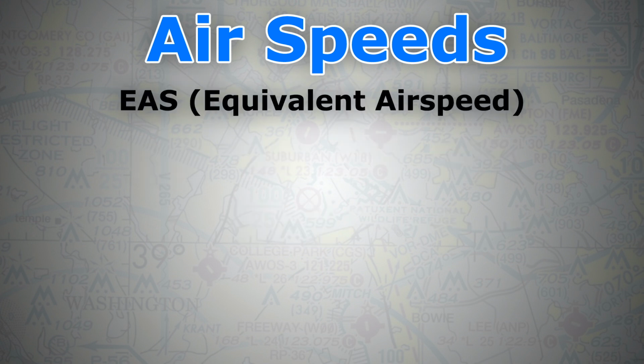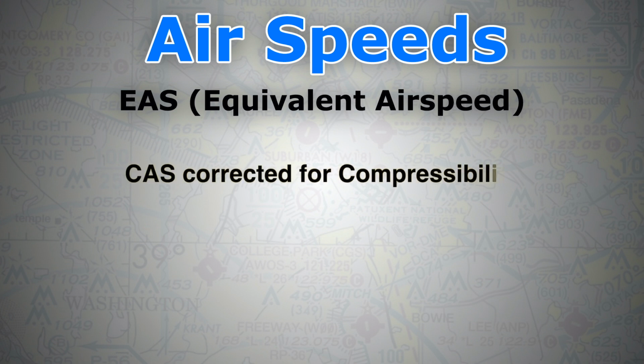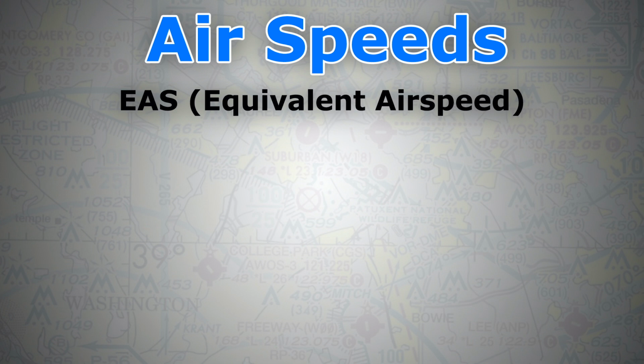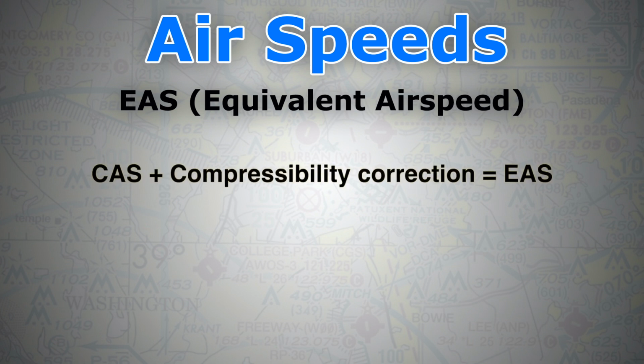Next, equivalent airspeed. Equivalent airspeed is calibrated airspeed corrected for compressibility error. At low altitudes and airspeeds, this error is almost negligible. However, at or above Mach 0.4 or 40% of the speed of sound, the calibrated airspeed begins to get affected by compressibility caused by the pressure waves created around the aircraft. Thus, a correction is necessary to account for such errors. So calibrated airspeed corrected for compressibility gives us equivalent airspeed.